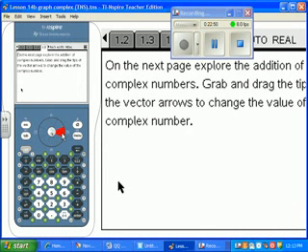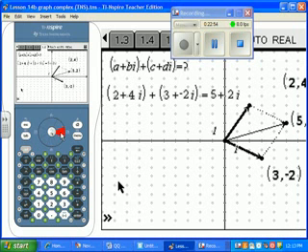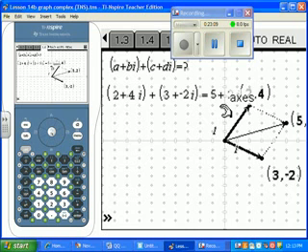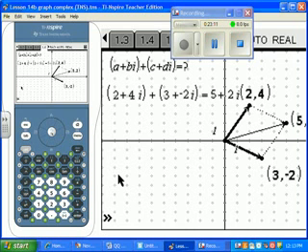Next page, we're going to explore the addition of complex numbers. We're going to grab and drag the tips of the vector arrows to change the values of complex numbers. So here is our current problem. I've got 2 plus 4i, 3 plus negative 2i, and this equals 5 plus 2i. We know why it equals it. We see how that does it, right? That's nothing new for us.